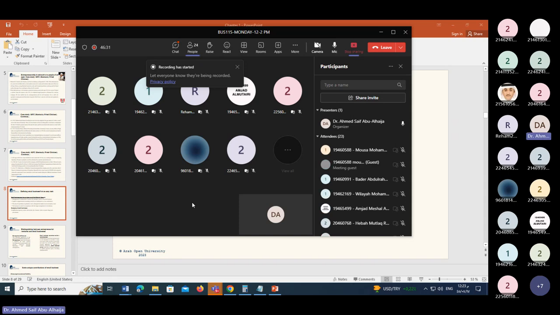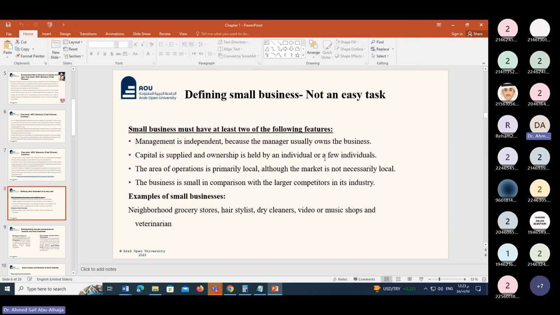Okay, remember that also. Now we reach the meaning of small businesses. Until now, we understand why there is interest in small business, its significance. So now we need to understand the meaning of small businesses.